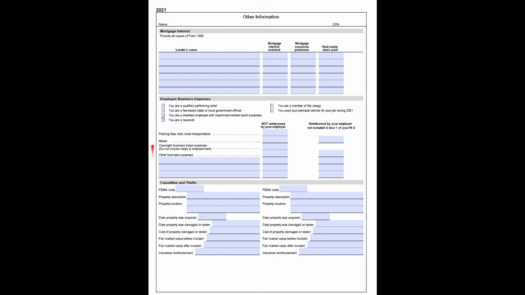Okay, so we're going to come back up a little bit to the employee business expenses. And here we have checkbox indicators for who qualifies to be able to take that deduction. Read through those. If any of those apply to you, make sure you check the box, and that will determine if these expenses will be deductible.